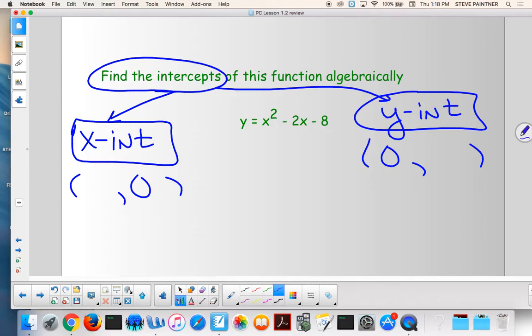Is that the x? It's actually y. When you want the y, you let x be 0, and then you plug it in, and then you work it out. Still working on it? Okay. That's the y-intercept?